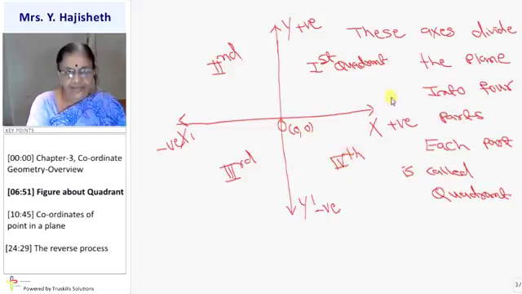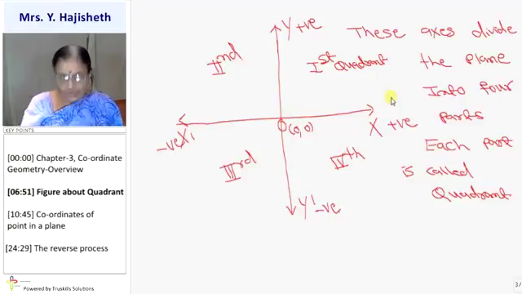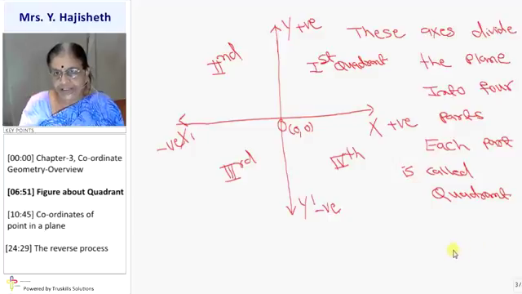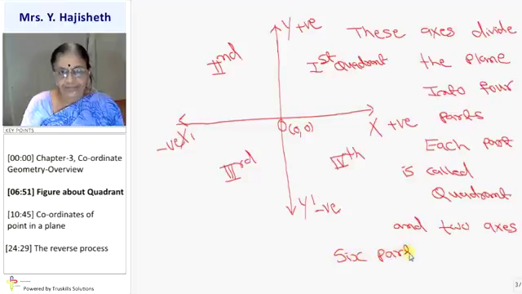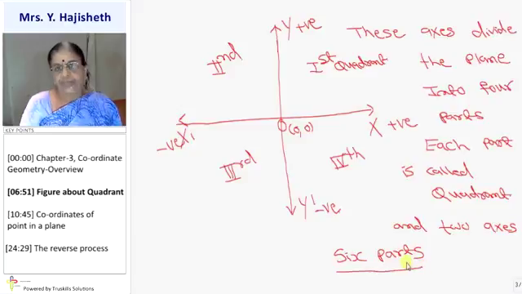Horizontal line is called x-axis, vertical line is called y-axis. So altogether, these axes divide the plane into 4 parts. Each part is called a quadrant, and there are 2 axes, x-axis and y-axis. So altogether 6 parts. Any two parts, only x-axis and y-axis have one common point, that is origin. Any axis with any quadrant and any quadrant with any quadrant, they are disjoint sets.